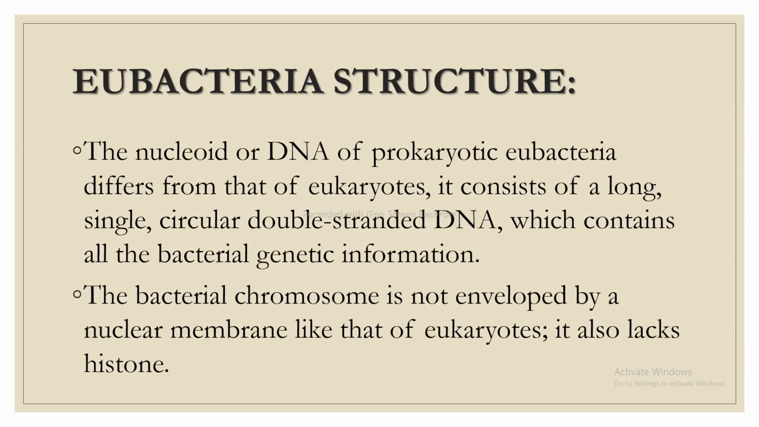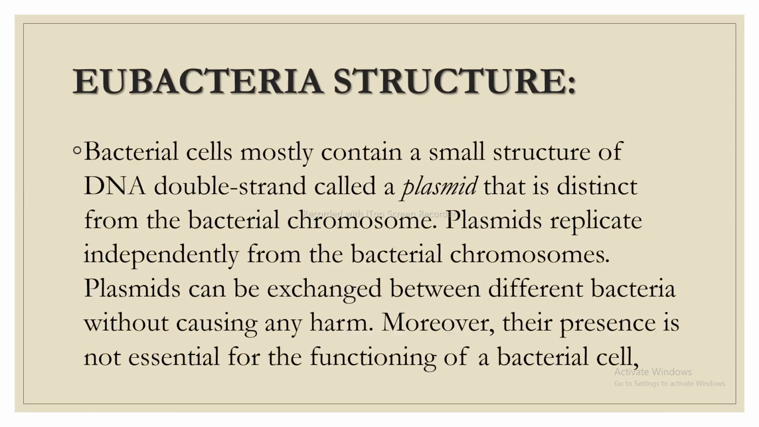The nucleoid DNA of prokaryotic eubacteria differs from that of eukaryotes. It consists of a long single circular double-stranded DNA which contains all the bacterial genetic information. The bacterial chromosome is not enveloped by a nuclear membrane like that of eukaryotes. It also lacks histone. Bacterial cells mostly contain a small structure of double-stranded DNA called a plasmid, which is distinct from the bacterial chromosome.